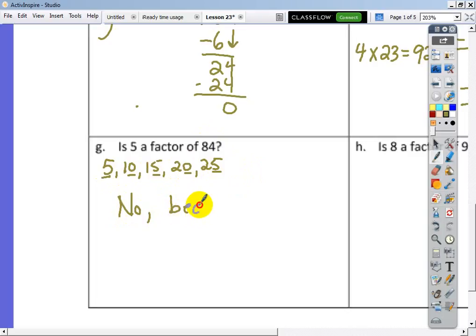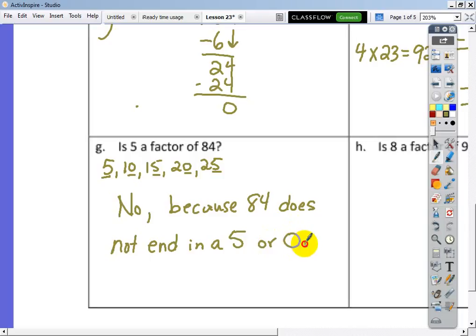Because, whoops, I messed up. Because 84 does, there's a funny word you guys misspell a lot, D-O-E-S, does not, no, because 84 does not end in a 5 or 0. That's it. The only numbers that are divisible by 5 are numbers that end in 5 or 0. So no. No on that one.